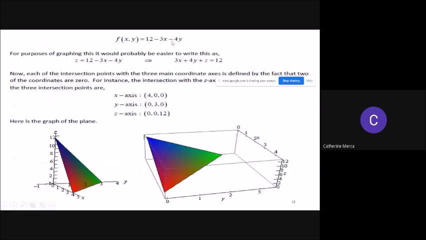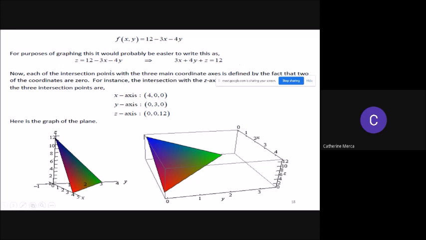For example, here, for the purposes of graphing 12 minus 3x minus 4y, we can rewrite this as follows. This is a function in terms of xy, and let us call this function in terms of xy your z. So you have z equals 12 minus 3x minus 4y, or you can write it as 3x plus 4y plus z is equal to 12, so that you have your xyz on one side. As I've said, when you see an equation like this, you should recognize that in 3D, that is actually a plane. Okay?